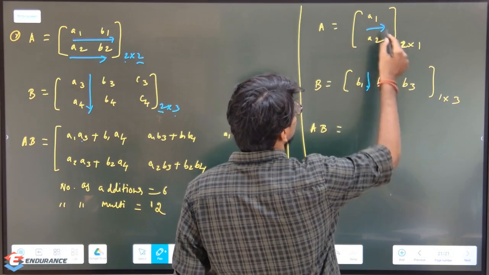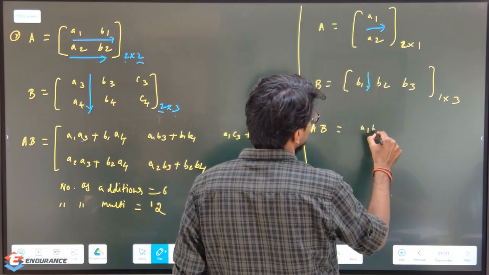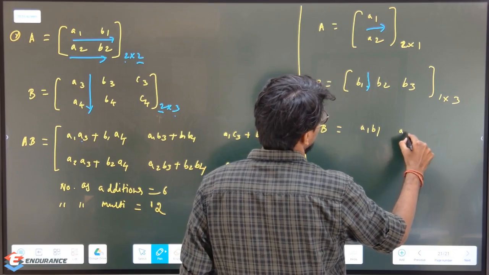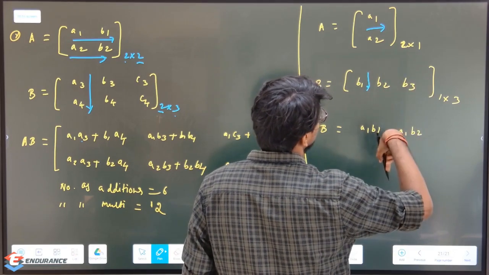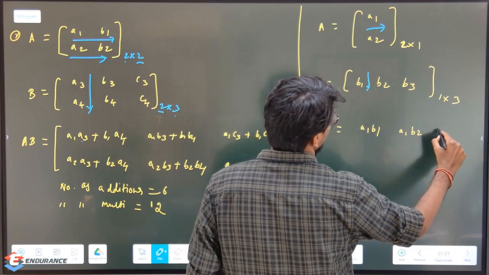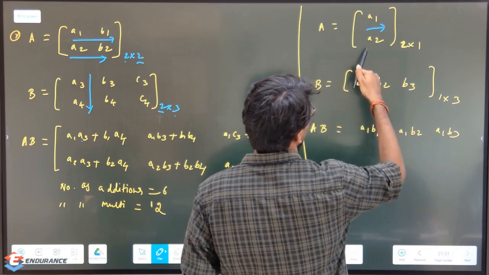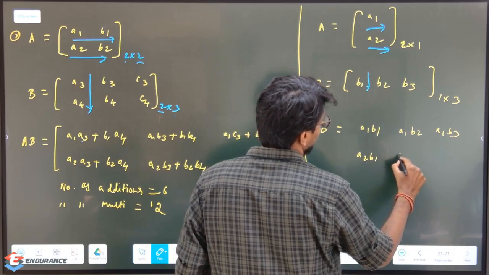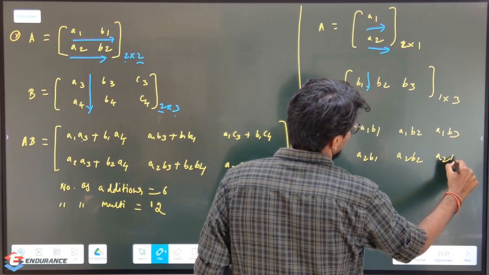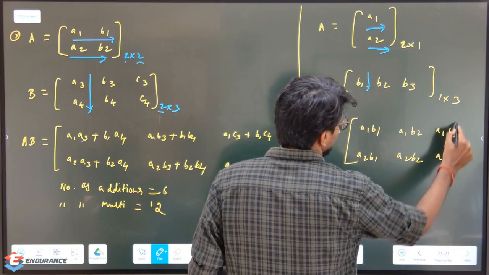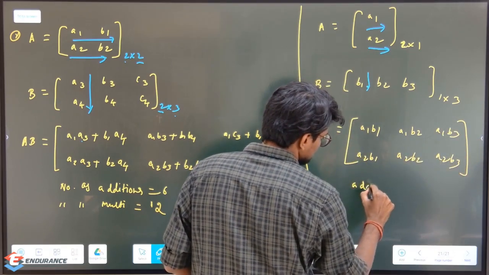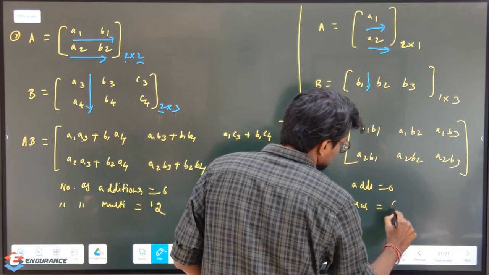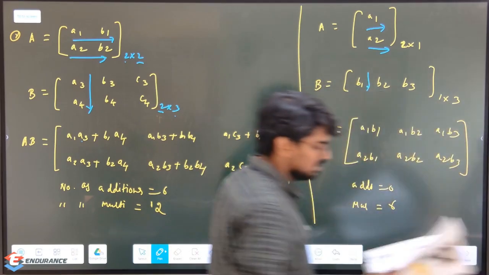Okay, right, we will do A1 into B1. Next, first row, second column: A1 into B2. First row is 1. A1 into B3. Okay, next, second row, first column: A to B1, A to B2, A to B3. Okay. Now additions are 0, multiplication is 6. Now check the options.